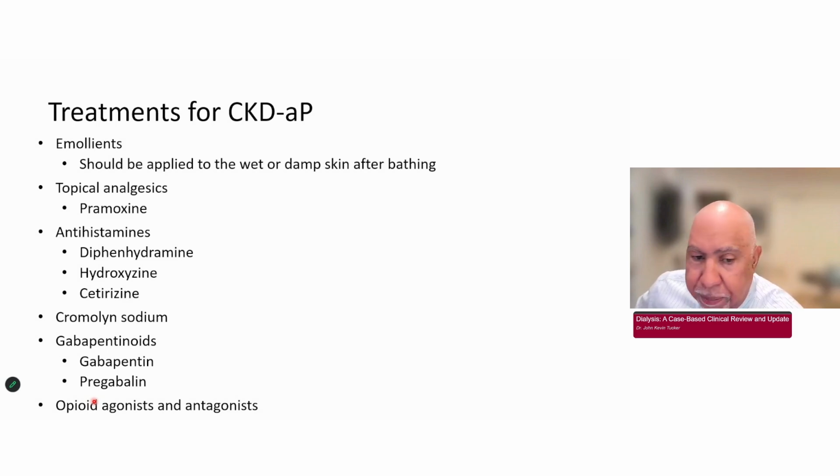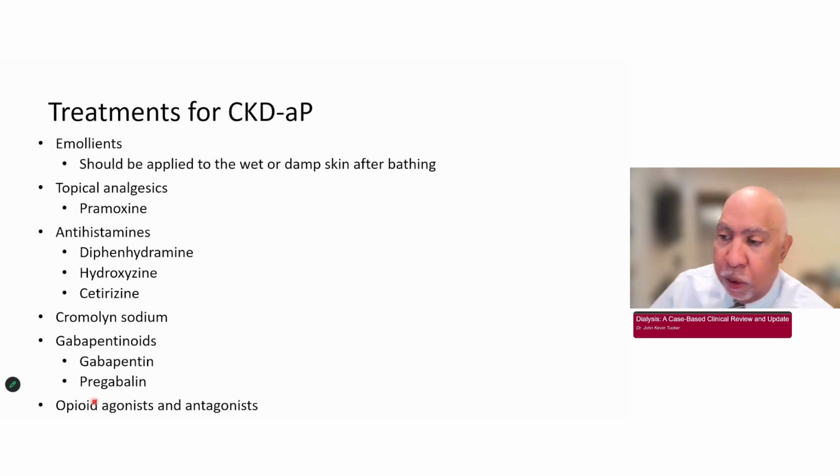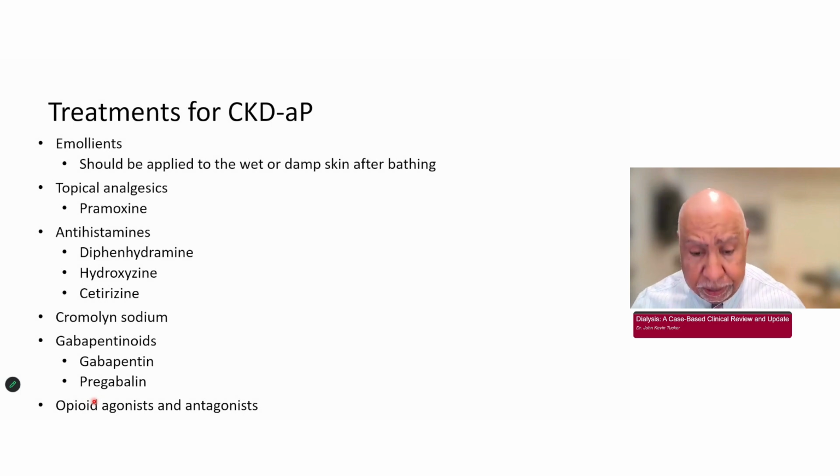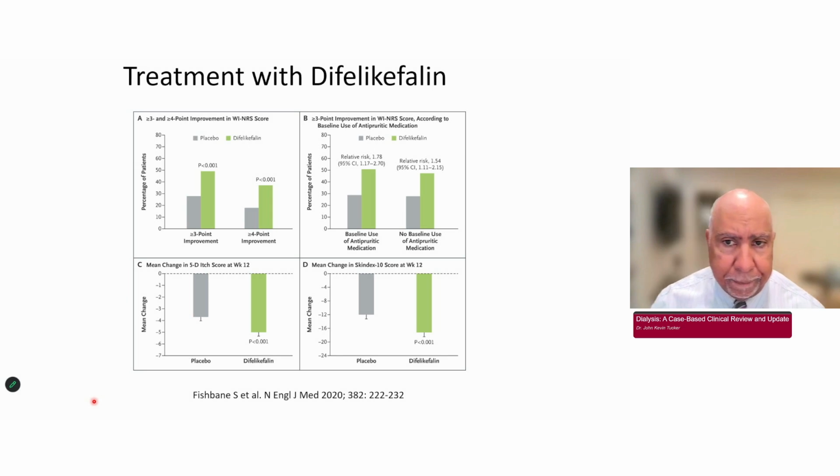The gabapentinoids, gabapentin and pregabalin, can be effective in controlling CKD-aP in some patients, but one has to be very careful with the dosing and avoiding neurotoxicity. And finally, the opioid agonists and antagonists are the newest agents that may be effective in dealing with CKD-associated pruritus. So this is from a New England Journal of Medicine paper looking at treatment with difelikefalin. We showed that difelikefalin was able to improve patients' worst itch intensity scores and their itch scores.